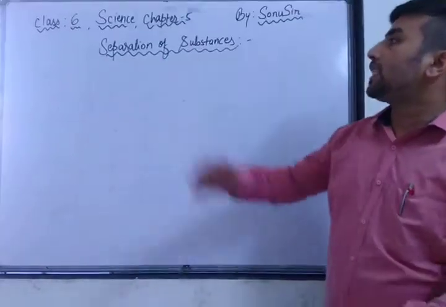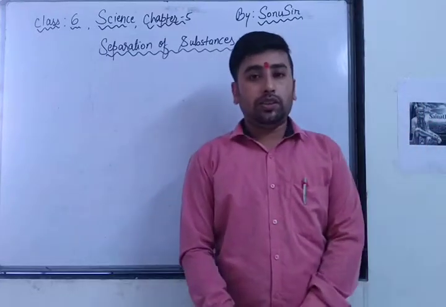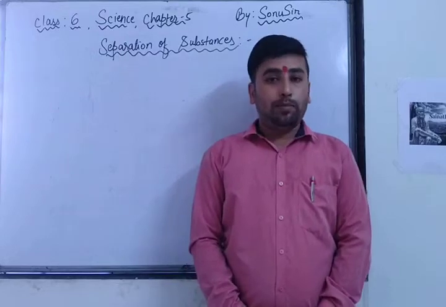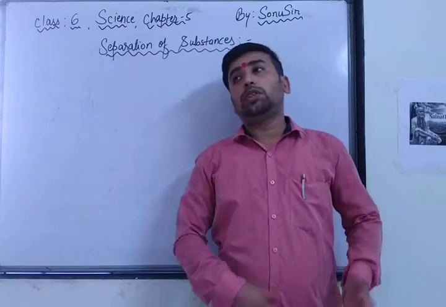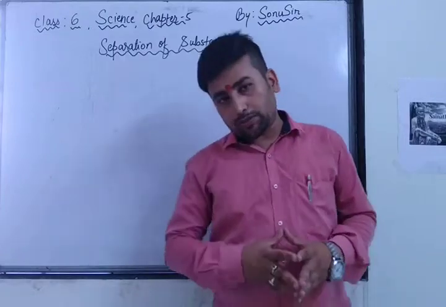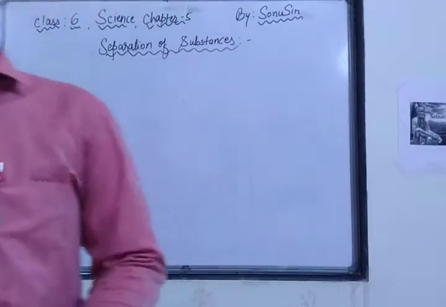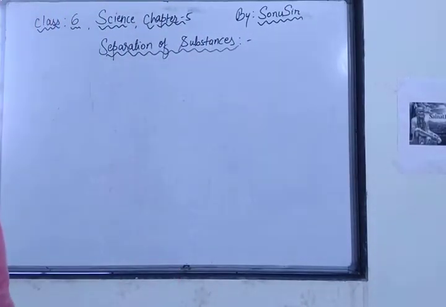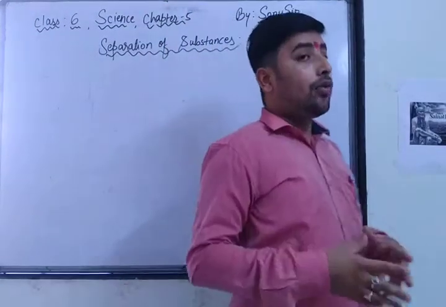Today we are going to discuss class 6 science chapter number 5, separation of substances. In the previous video I had explained some of the processes like evaporation and condensation, and more than one method which was used for separation of substances. Today we are going to discuss some more methods, how to use more than one method of separation.